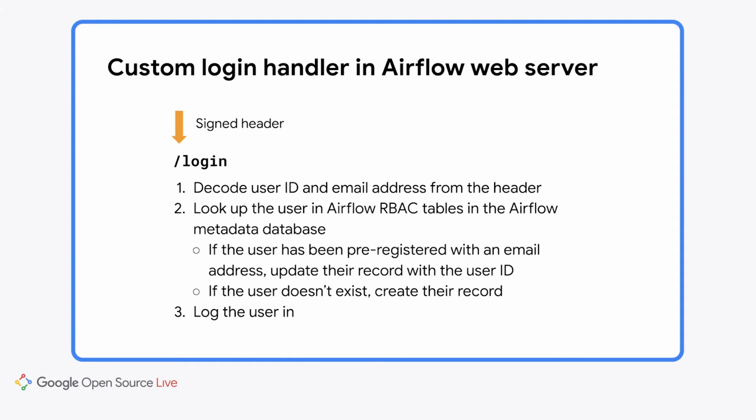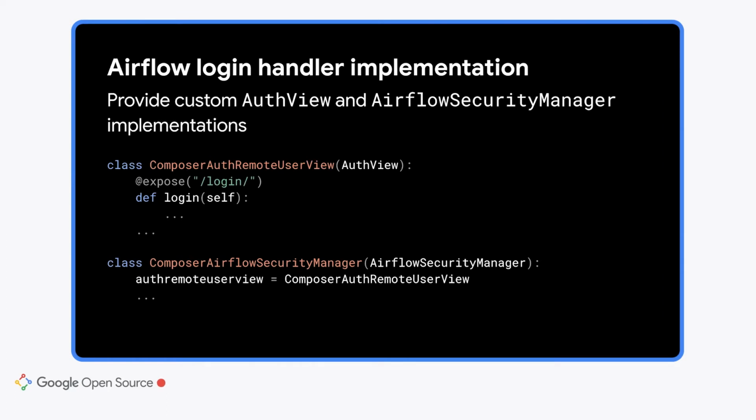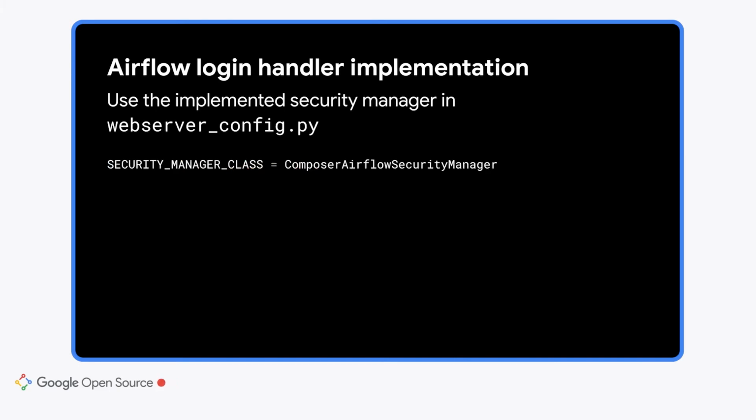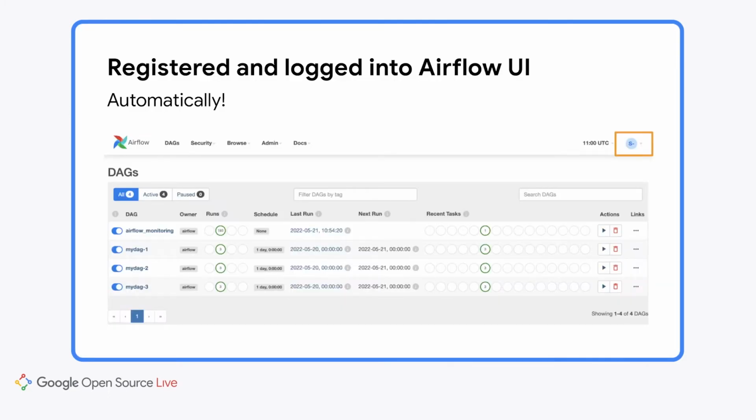And finally, the handler logs in the user. Looking into the code, the implementation is actually pretty clean here, as Airflow web server is ready for such a customization. All we did was providing custom auth view and Airflow Security Manager implementations, which include the login handler logic that I just described. And then we set them in the common webserverconfig.py configuration file. And voila! A user is registered and logged in automatically with no need for the redundant second sign-in step.